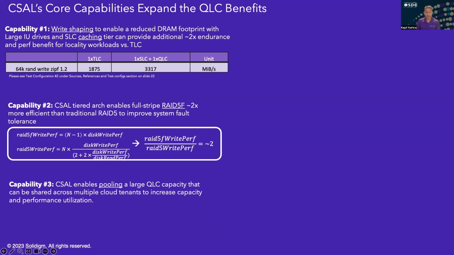All right, so capability number 3 is pooling. CSAL and SPDK offer a ton of flexibility in terms of how we pool QLC capacity. And pooling helps with sharing and increasing capacity and performance utilization of these large SSDs. Obviously, if you plugged a 61 terabyte SSD into a single compute node, you can't use that capacity and performance, and especially capacity, so pooling, disaggregating. You will see there's a disaggregation case study coming up in this presentation, and that's the perfect way to improve the performance and capacity utilization of these large SSDs.